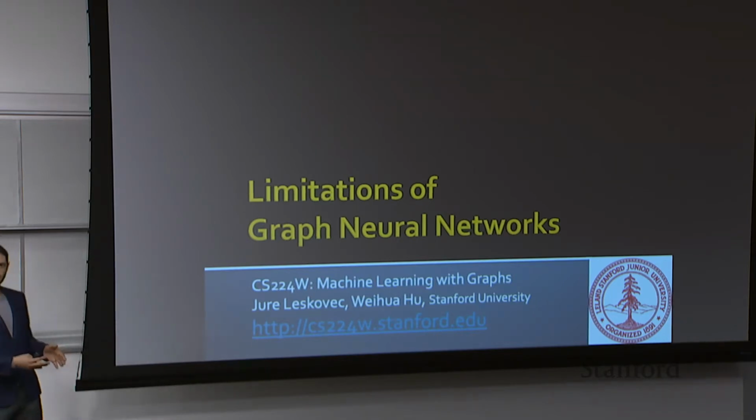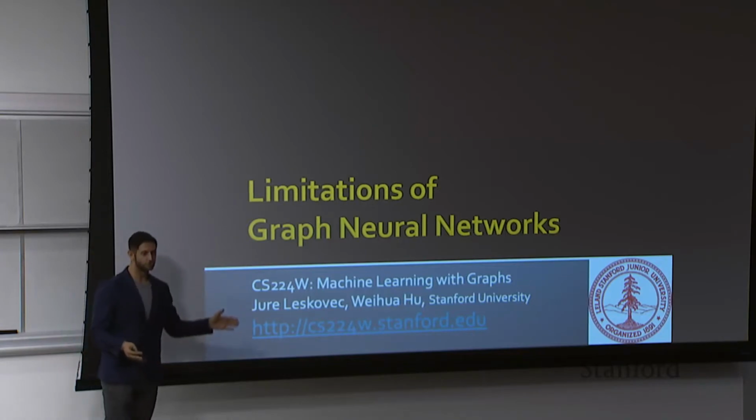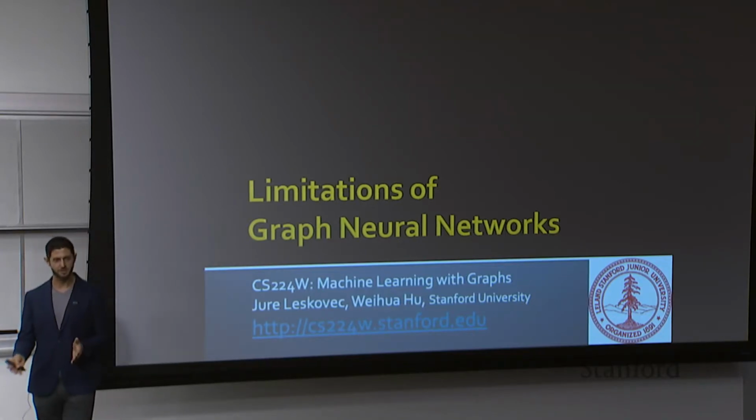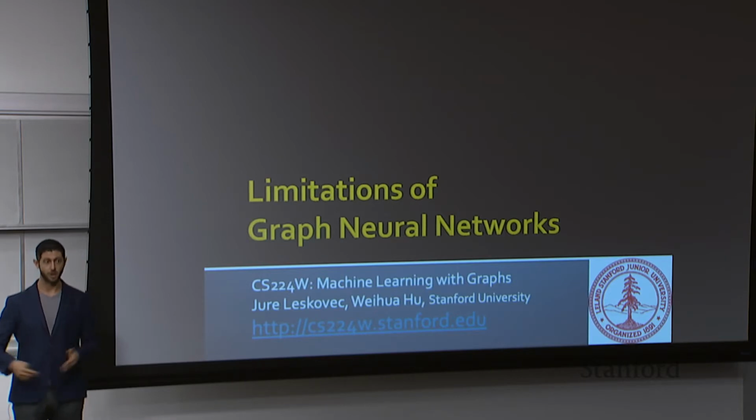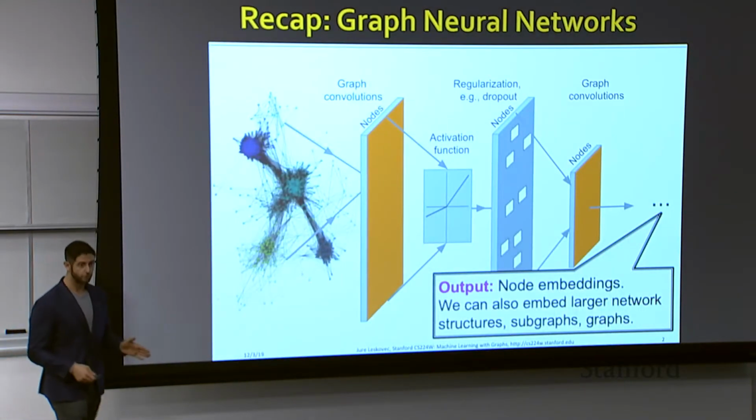Okay, so the topic of the day is limitations of graph neural networks. We have been using them for more than a month. Many of you are using them in projects, but I also want to show some of the downsides and cases where they don't perform as well as you would expect.